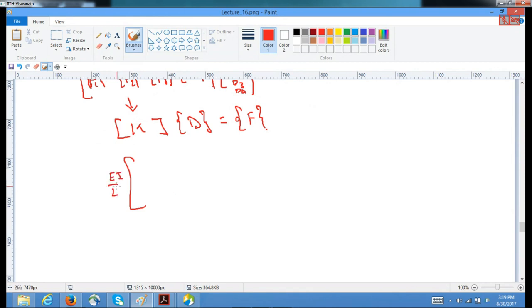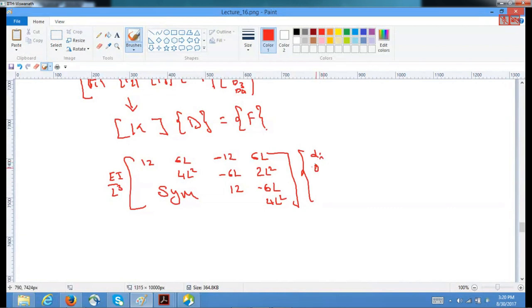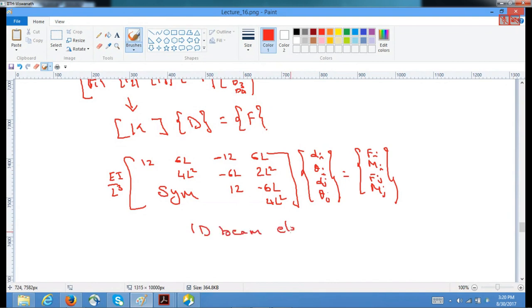So in that manner, we can show that EI by L cube times the matrix 12, 6L, minus 12, 6L; 6L, 4L square, minus 6L, 2L square; 12, minus 6L; 4L square, symmetric, into di, theta i, dj, theta j is equal to Fi, Mi, Fj, Mj. So this is the element formulation for the 1D beam element.